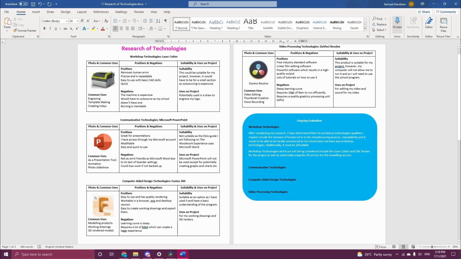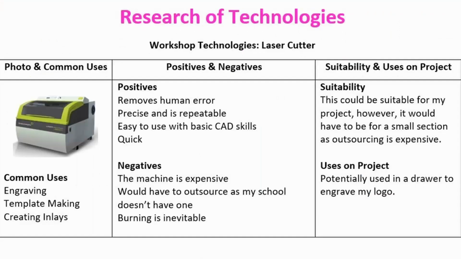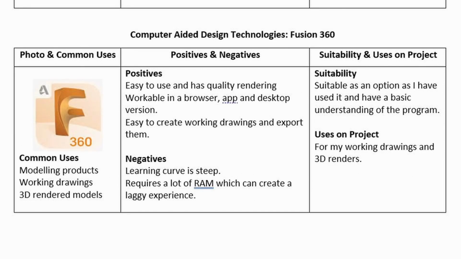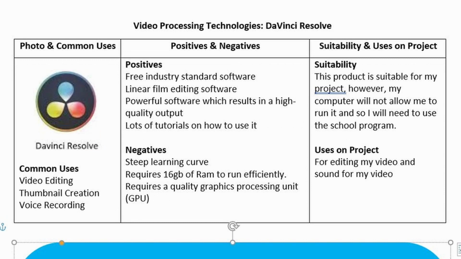Now, you will notice that I've actually added 4 tables. This is because the technology section can be broken down into 4 subcategories. The first is workshop technologies. The second is communicative technologies. The third, computer-aided design technologies. And the fourth is video processing technologies.